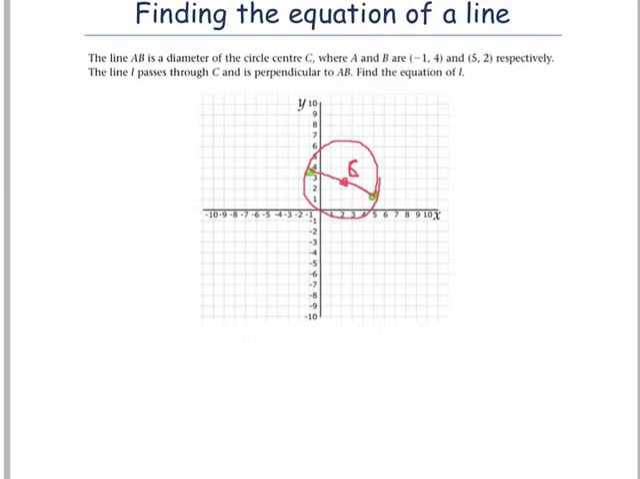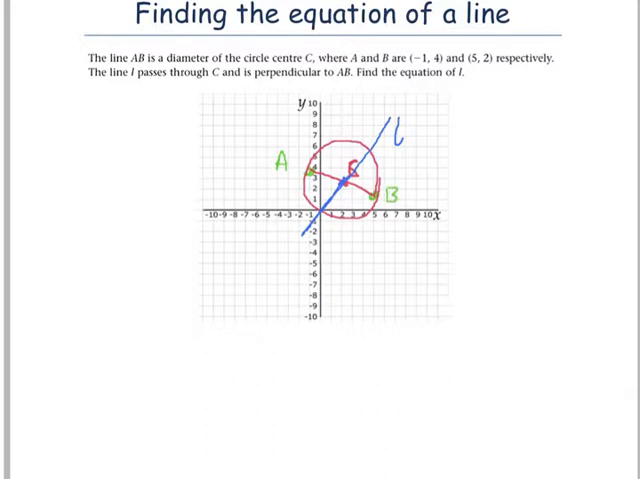And we're also told that L is perpendicular to the line AB. So perpendicular means at right angles. So our line L is something like that. So we've got a couple of things to do in this question. Let's just label our two coordinates before we go any further. So that is A and that's B.